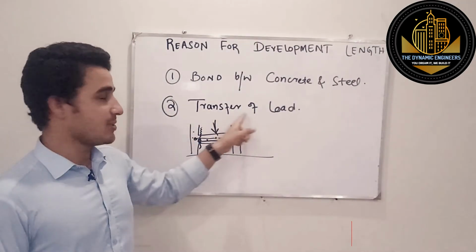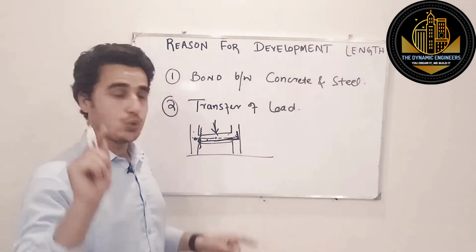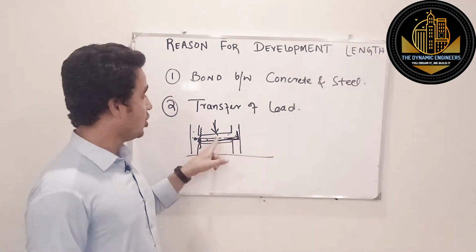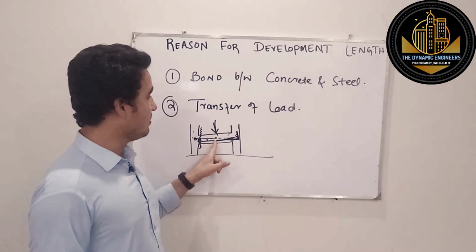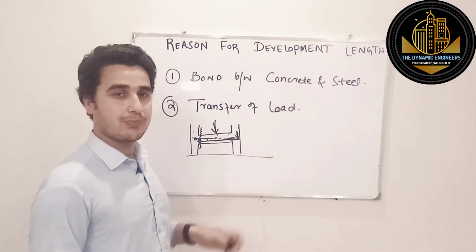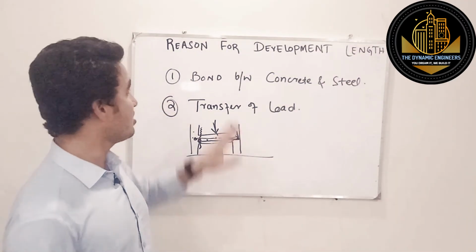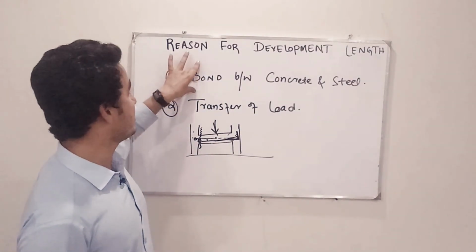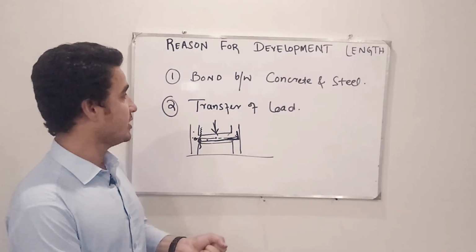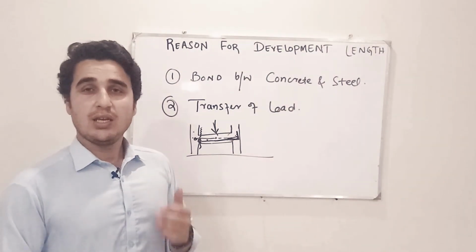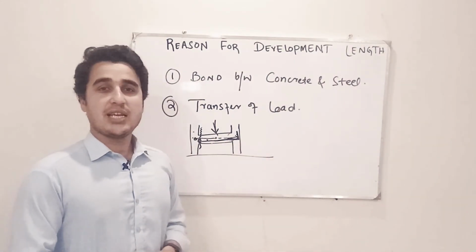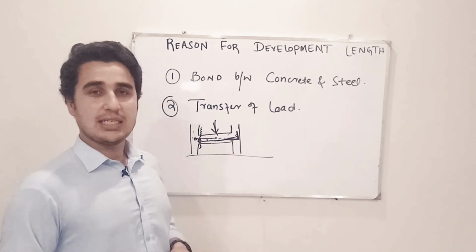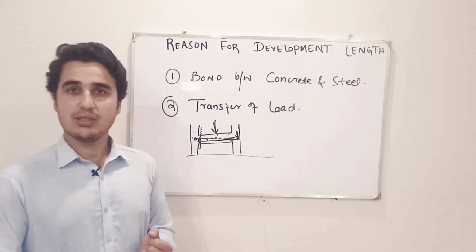The reason is transfer of load, because if you do not provide this length, then no stress will be transferred to this column. Okay, so this was the second reason, and this was the first reason, and both these reasons are important, which is why the development length is considered very seriously during the construction process and during the design process.